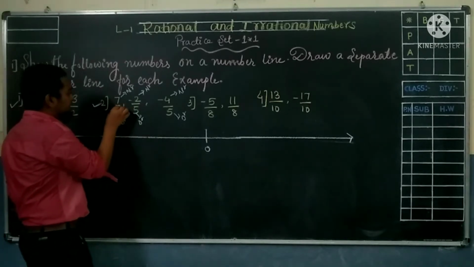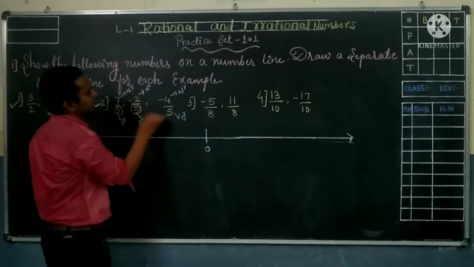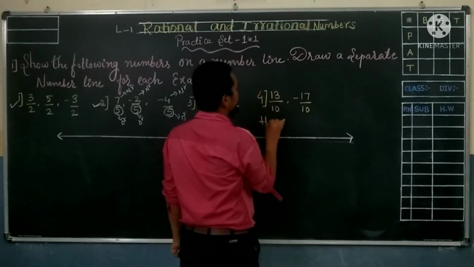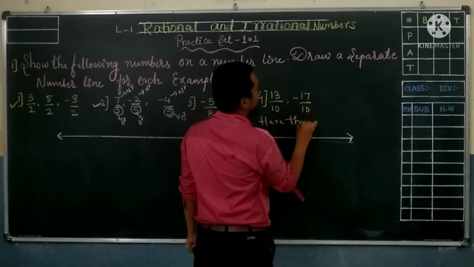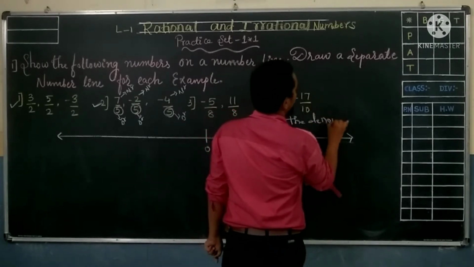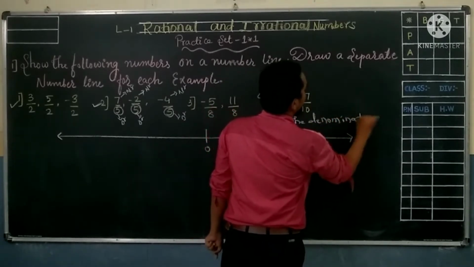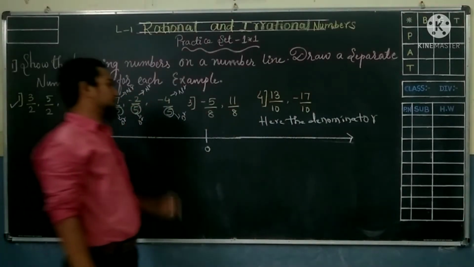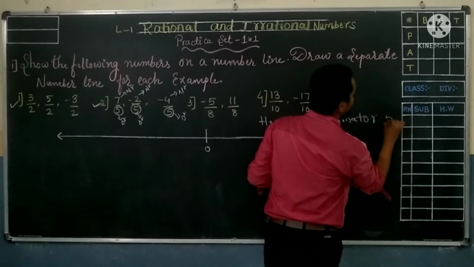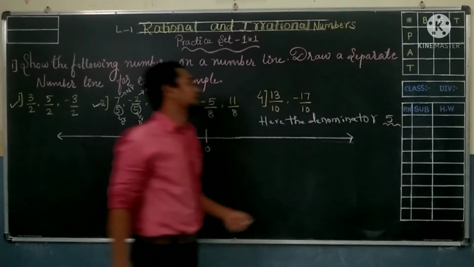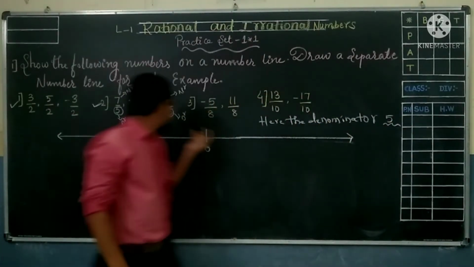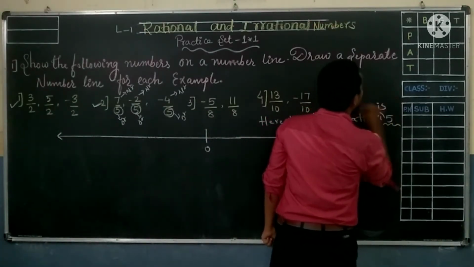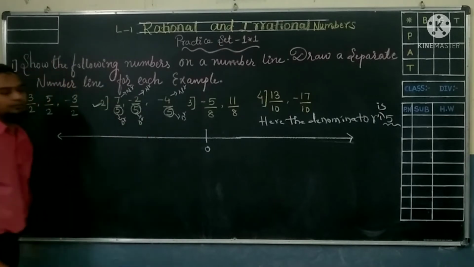Here the denominator is given, and the denominator is the same in all of them. For that purpose we will write 5. Here the denominator is 5.